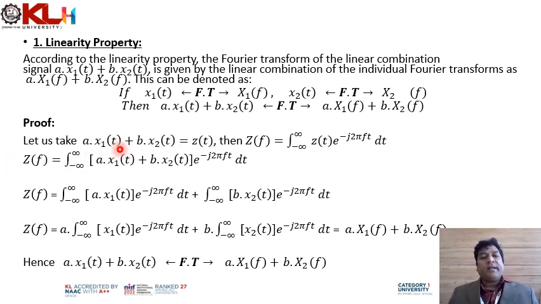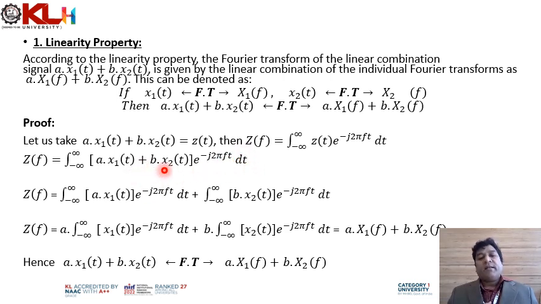So we take a x1 plus b x2 as a new signal z of t. Then the Fourier transform of that new signal, capital Z of f, is simply the integral of z of t e power minus j 2 pi f t dt. Now we are going to substitute z as a x1 of t plus b x2 of t, and then we write the e power minus j 2 pi f t, that exponential factor, and also the integral variable dt.